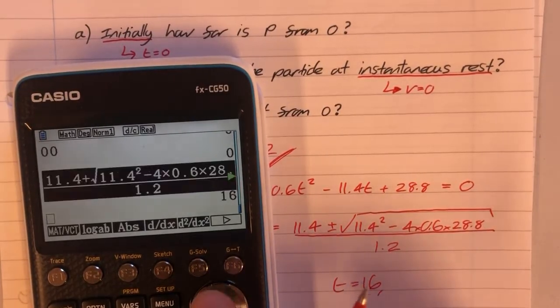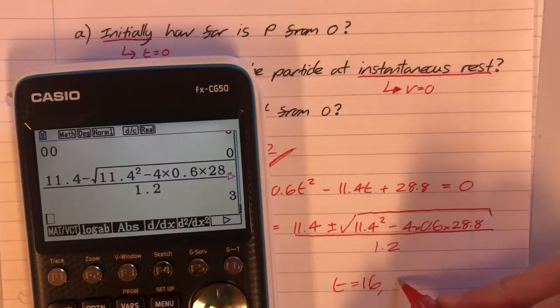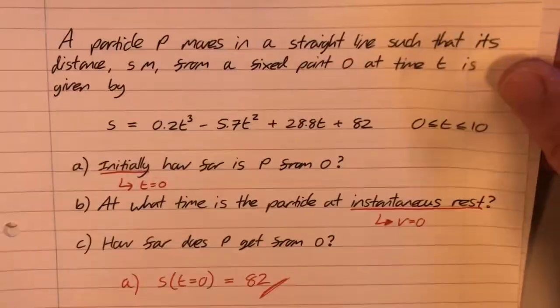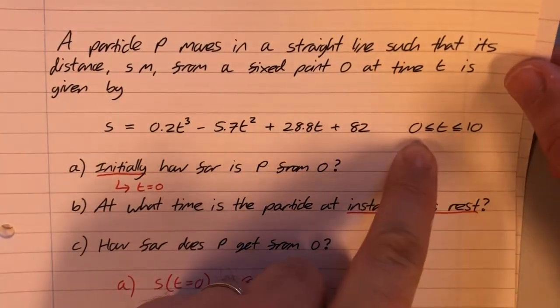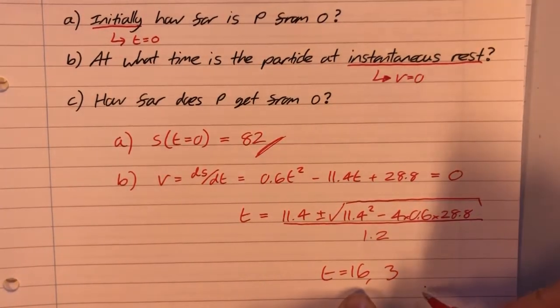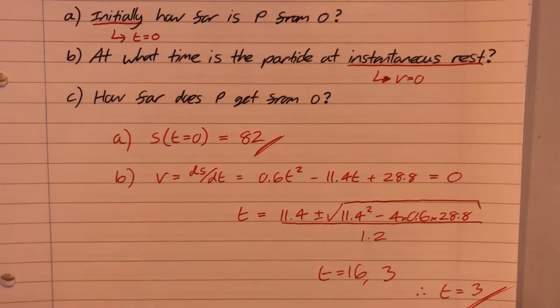And then if I put in the negative root as well, that'll give me my other turning point, which is 3. But according to the model, t lies between 0 and 10. So therefore t is 16 is not a solution to this. So therefore t is equal to 3. That's my answer. Now, what time is the particle at instantaneous rest? The only time it's at instantaneous rest is when t is 3.